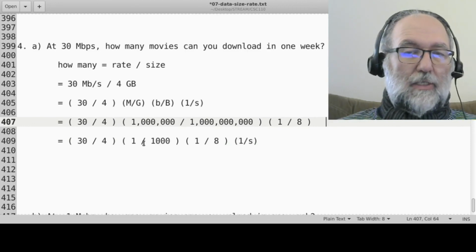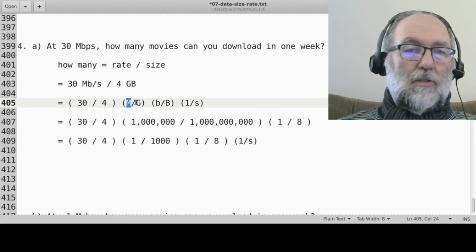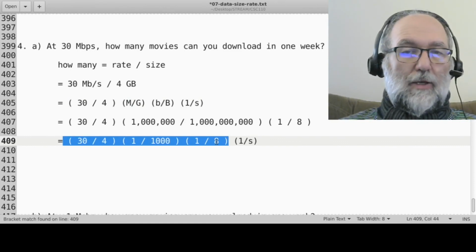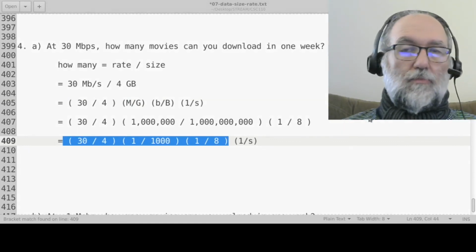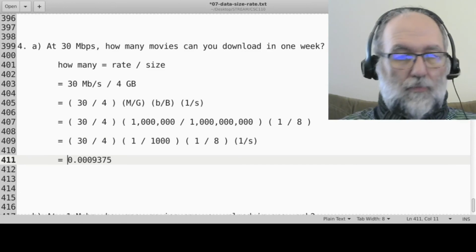The reason I wanted to do this is I wanted to make the connection with the table. Mega to giga. Giga is 1,000 megas. And so we get that. Let me work that out on my calculator. And that gives me this number right here.